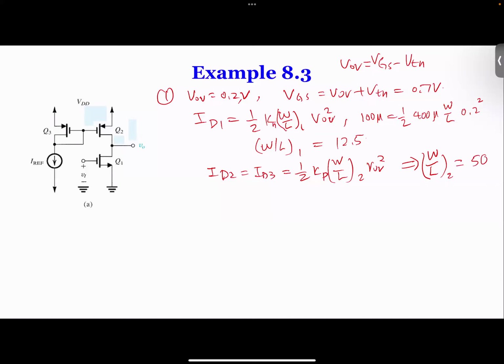Why is this 4 times? Because Ka is 400 and 4 times Kp is 400, right? So Kp is 400. So we got number 1 resolved. Now we need to go to number 2.